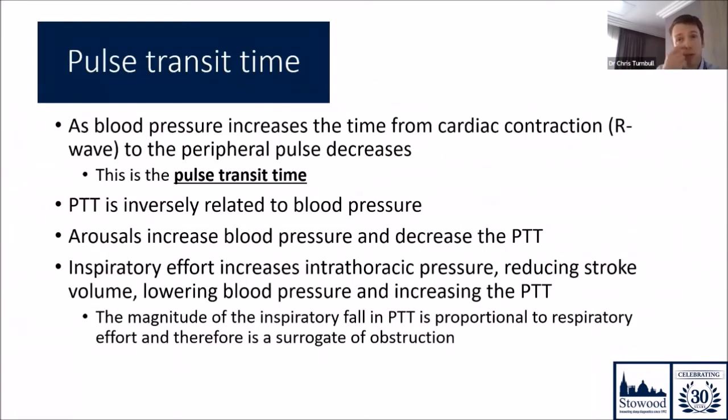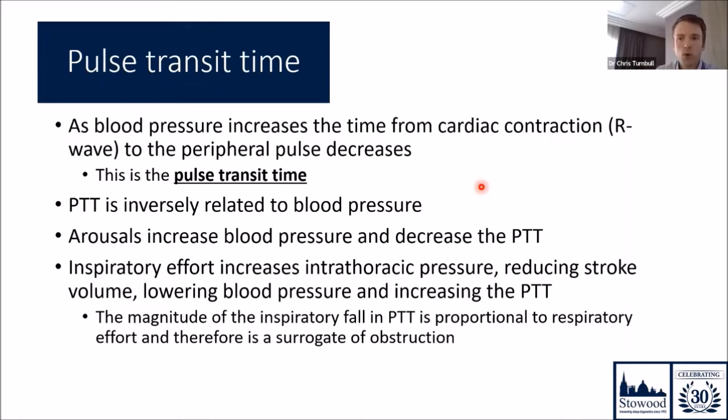So I'm just going to talk a little bit about how we use pulse transit time in our sleep studies, and how I find it helpful. So pulse transit time is essentially inversely related to blood pressure. It's the time from the cardiac contraction, so the R wave of the cardiac cycle, to the time that the pulse arrives peripherally. And when blood pressure increases, that time decreases. So an arousal causing an elevation in blood pressure will decrease the pulse transit time.